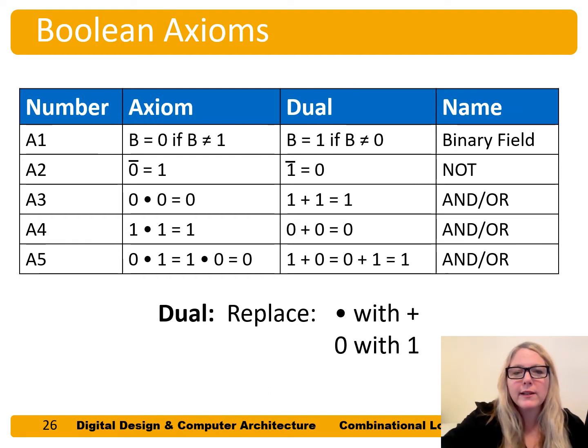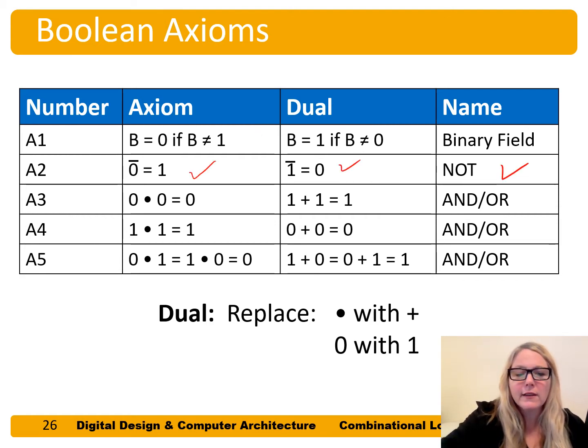So the first one, the binary field: B equals 0 if it's not equal to 1. Replace that 0 with a 1: B is 1 if it's not equal to 0. So now we have the entire binary field. The inverse of 0 is 1. The inverse of 1 is 0.